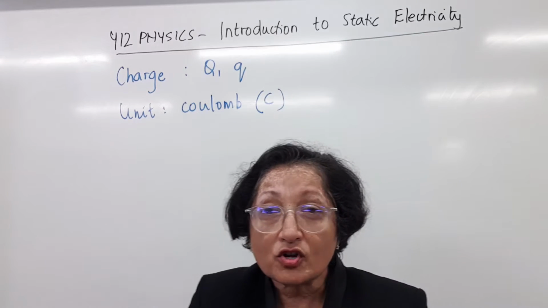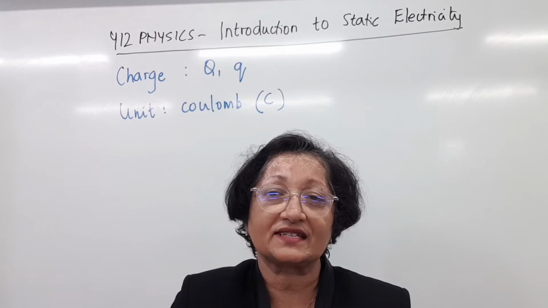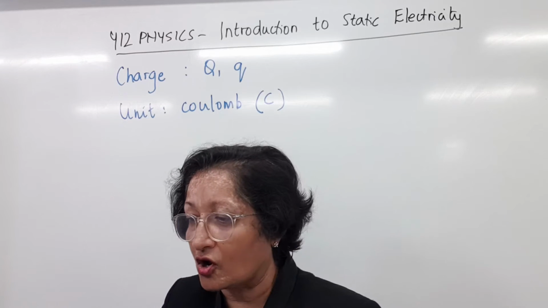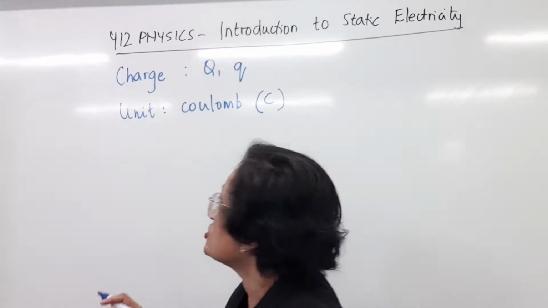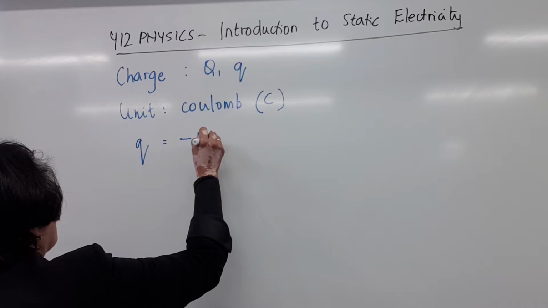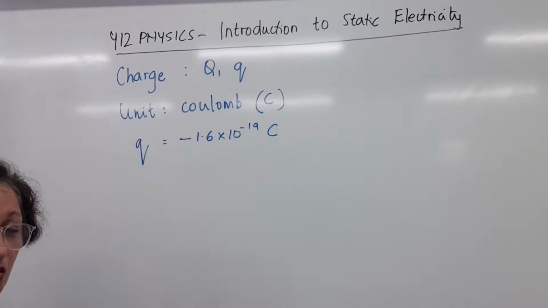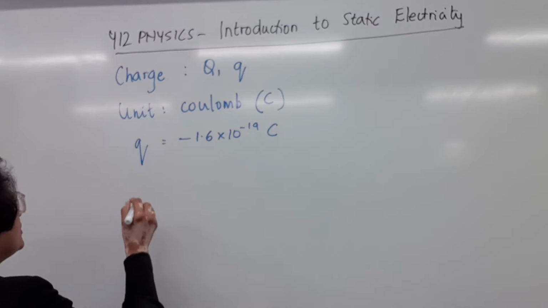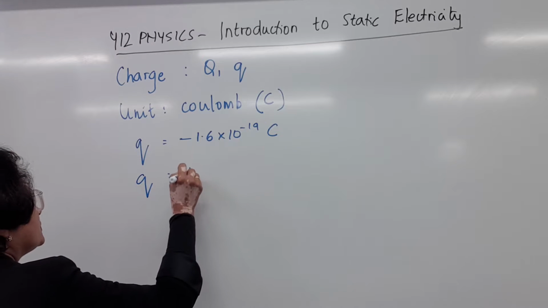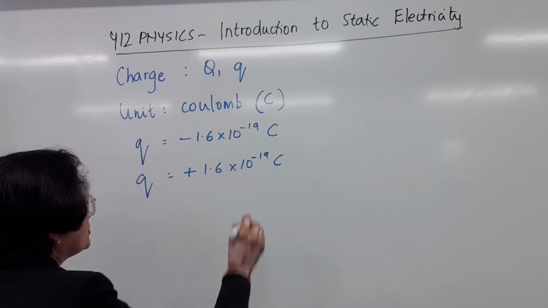Now the smallest unit of charge is the charge on an electron, which is the same size as the charge on a proton. And the charge on an electron is given by Q is equal to negative 1.6 times 10 to the power of negative 19 coulomb. And a charge on a proton, also it's positive, it's the same size. Now these numbers will be given to you.